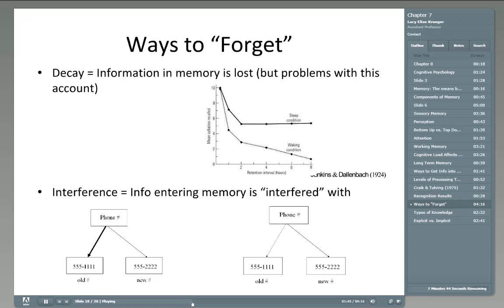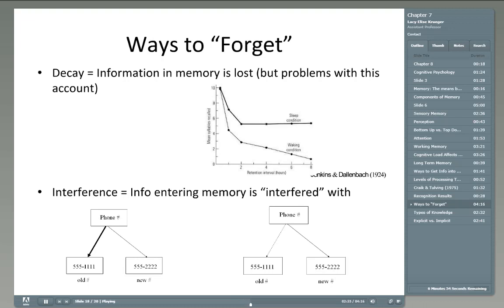But what you find if you look at this graph here is that those in the sleep condition were better because they didn't have interfering material. So it's not that it's through the passage of time that the stuff just decays, but it seems to be that, with old classic theories of decay, there was something that was interfering with it. Now, no one would suggest that through lack of use things don't seem to drop off or become weaker, but what we find is that typically some of these decay effects from long-term memory are actually more readily explained by interference. And that is that information entering memory is interfered with.